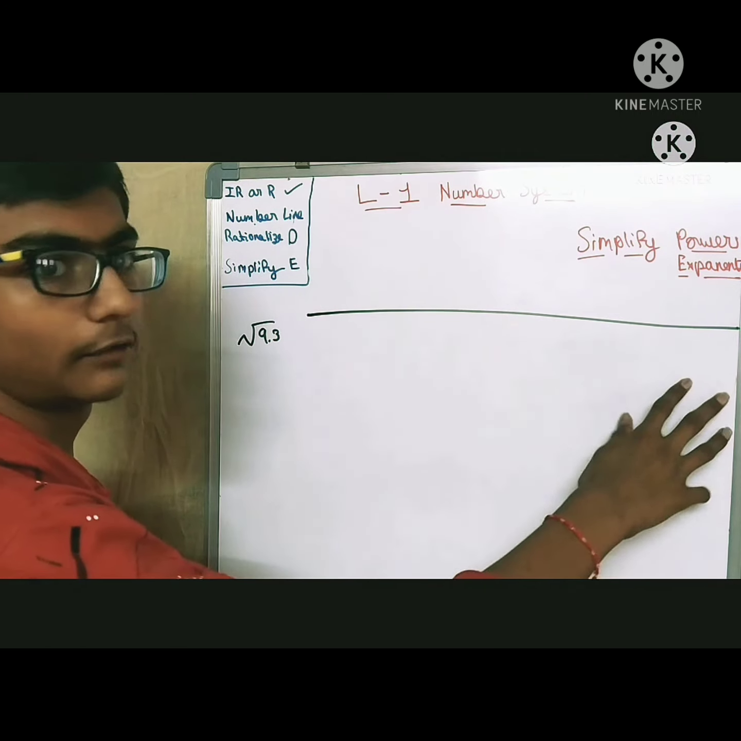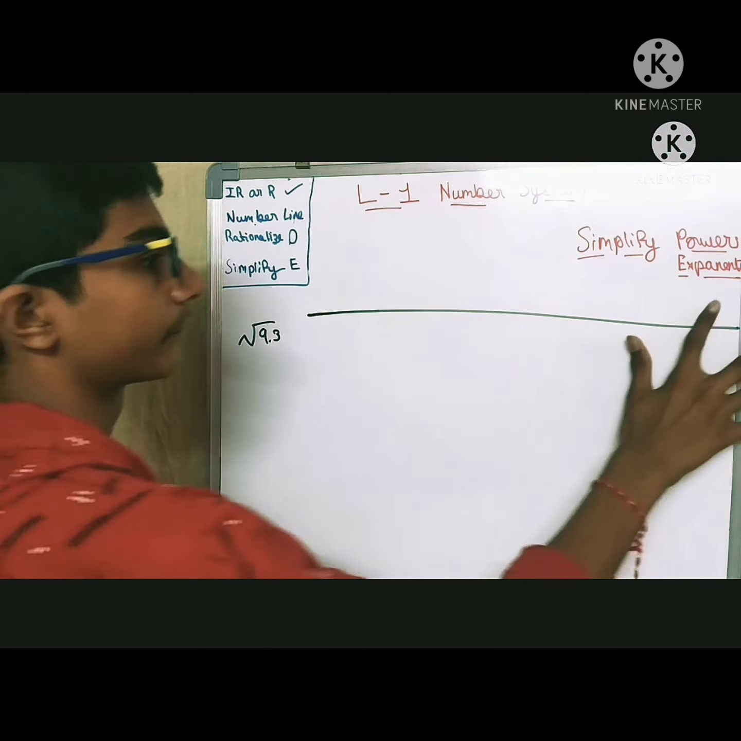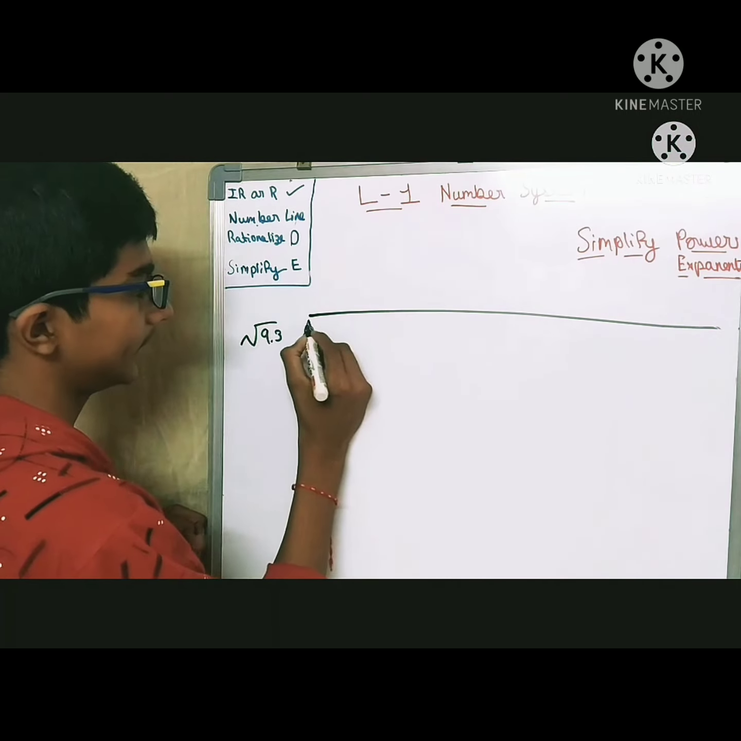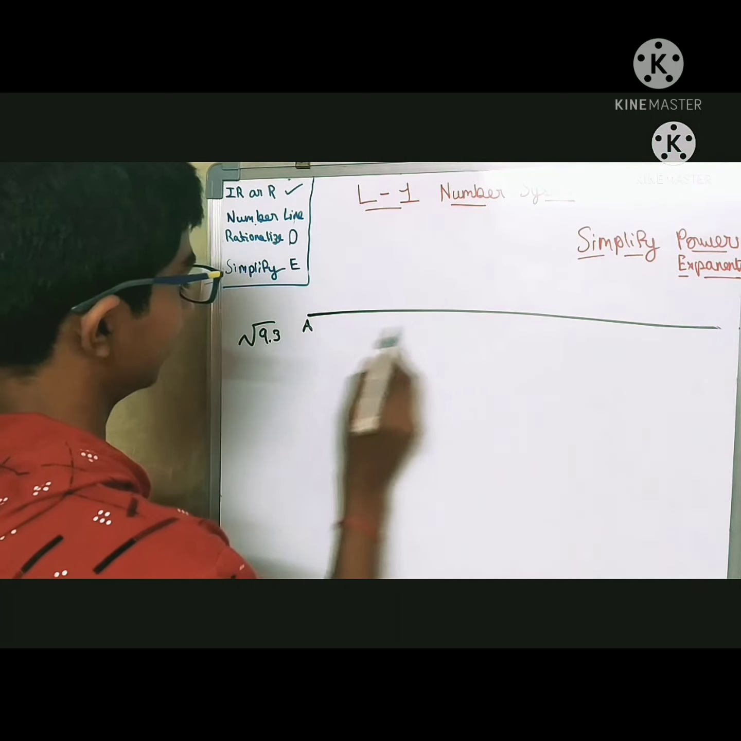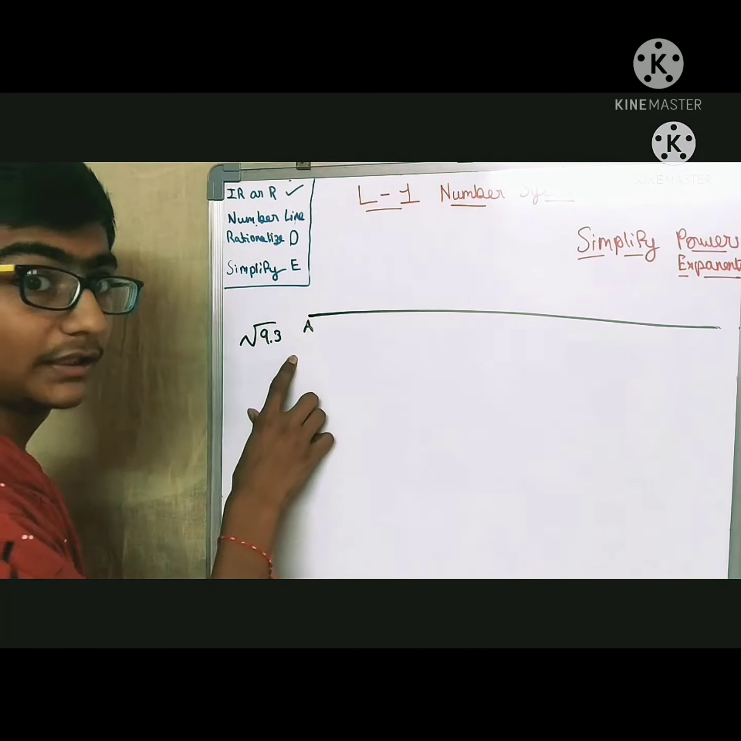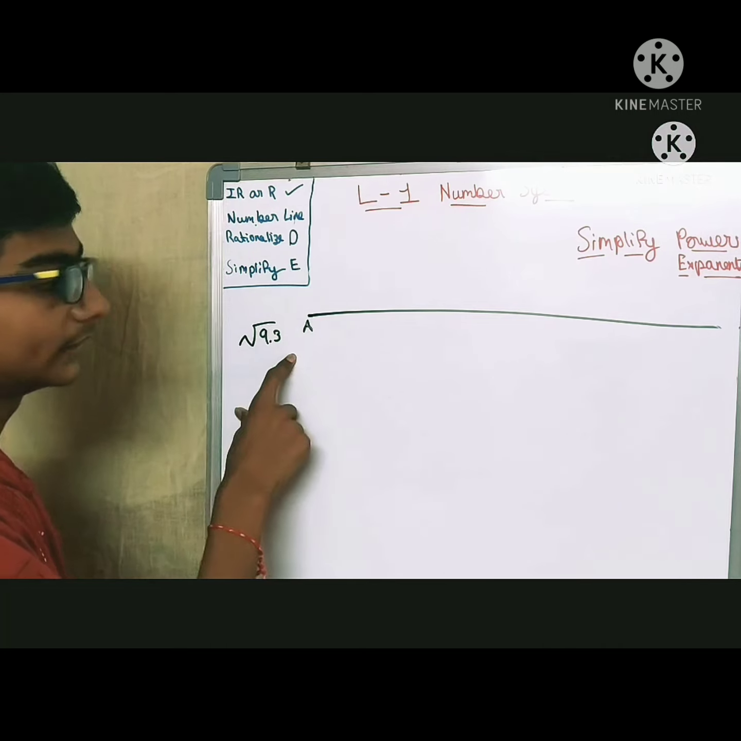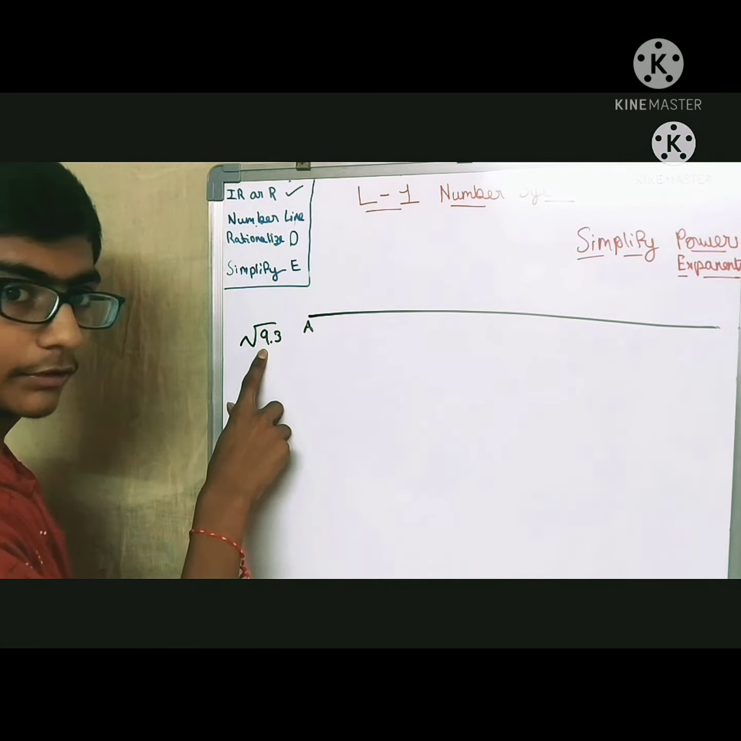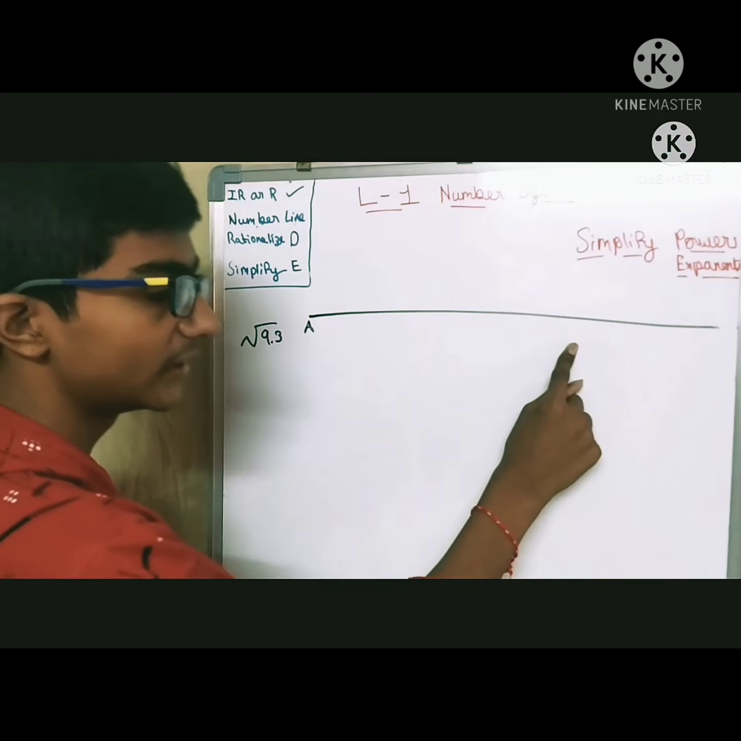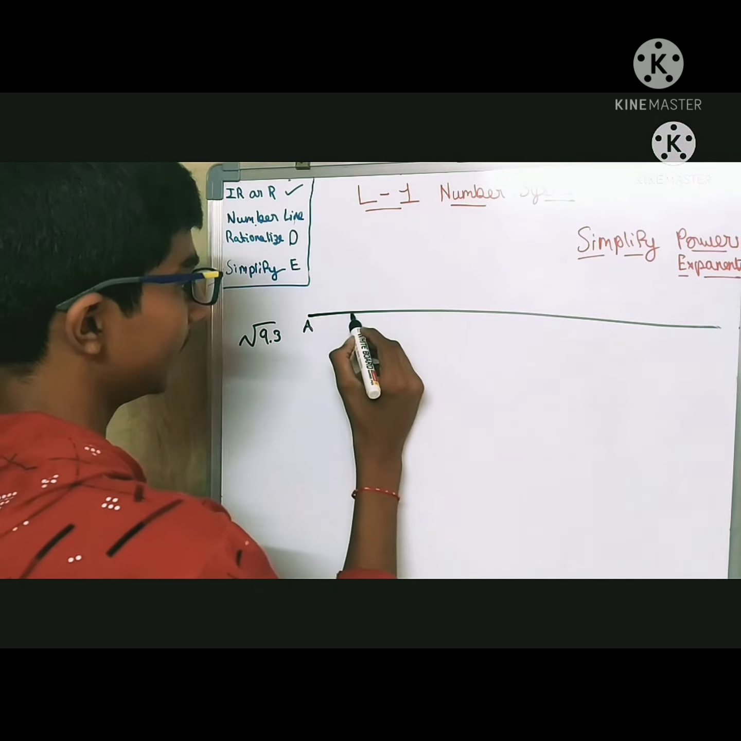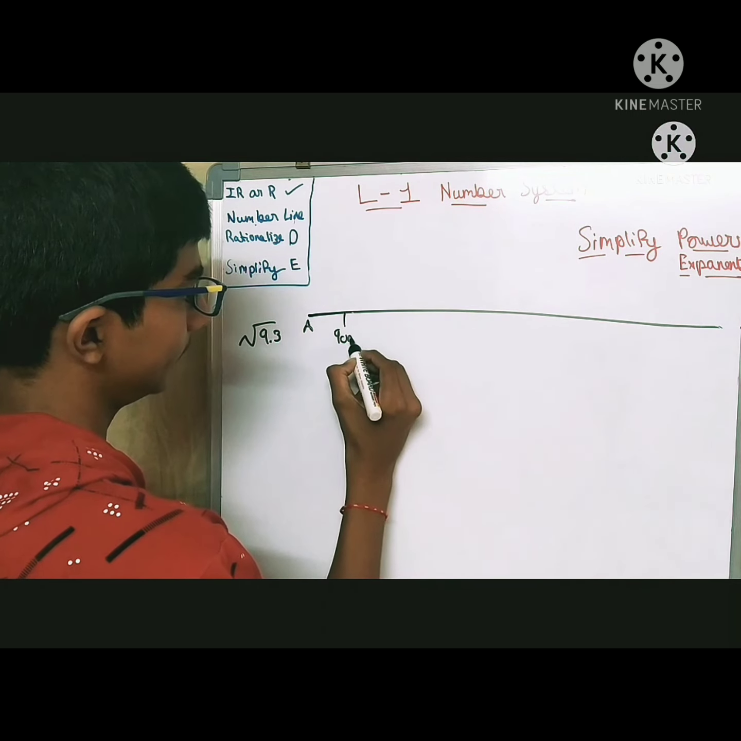The number line is infinite from both sides. Now mark this point as A and 9 centimeter away. Remember, in the question we have been given 9.3. If we have been given 10.3, then we have to make it 10 centimeter away. The number given before the point, we have to make that many centimeters of line. So here 9 is given, so we will make a 9 centimeter line.